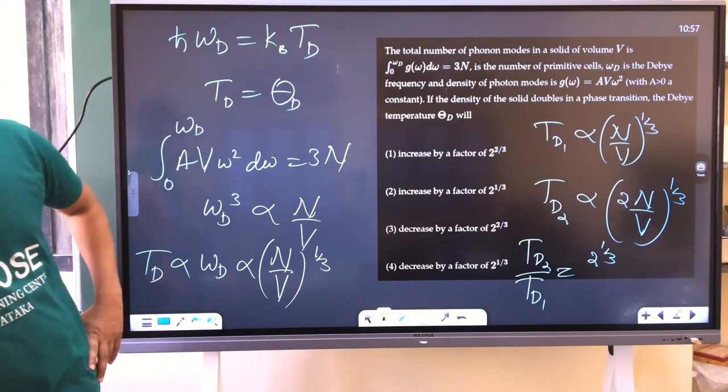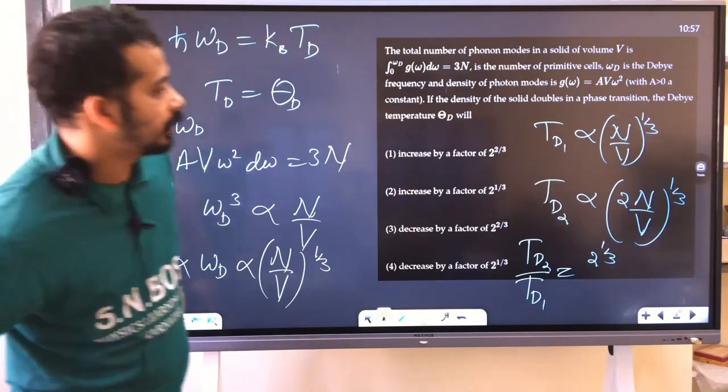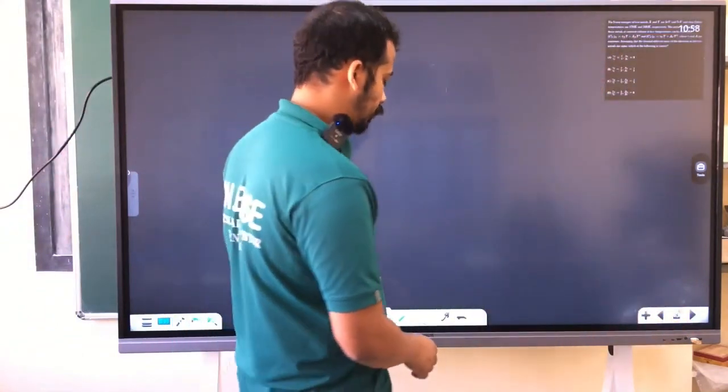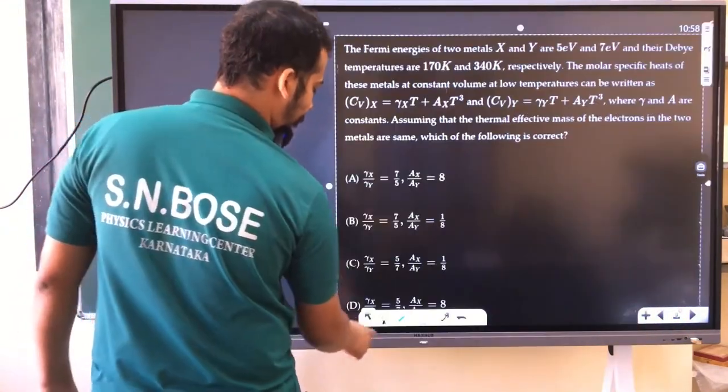It increases by the factor of 2 power 1 by 3. Very simple. That's why I'm stressing, even in the derivation, what you need to look into. Because that's very important.